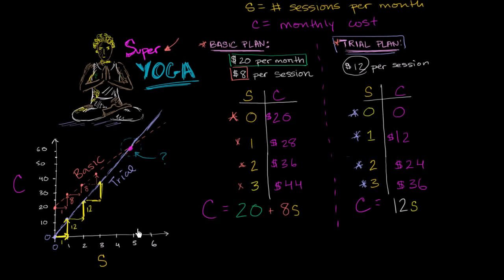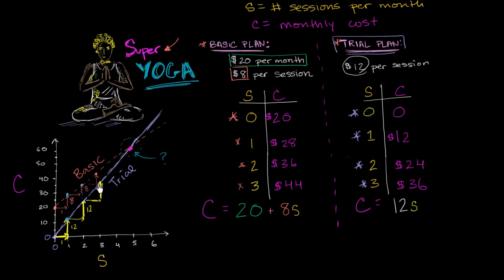How much do each of the plans cost if I only attend one session? So we see here from the trial plan, it'll cost us $12, while on the basic plan, if I only attend one session, it'll cost us $28. And you didn't even have to look at these tables that we set up. You can see this visually. At one session, the trial plan is below the basic plan. If you go to two sessions, the trial plan is still below the basic plan, although they're not as far apart.